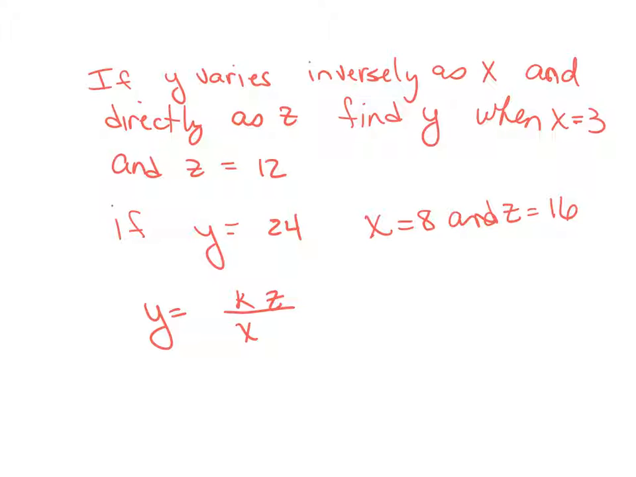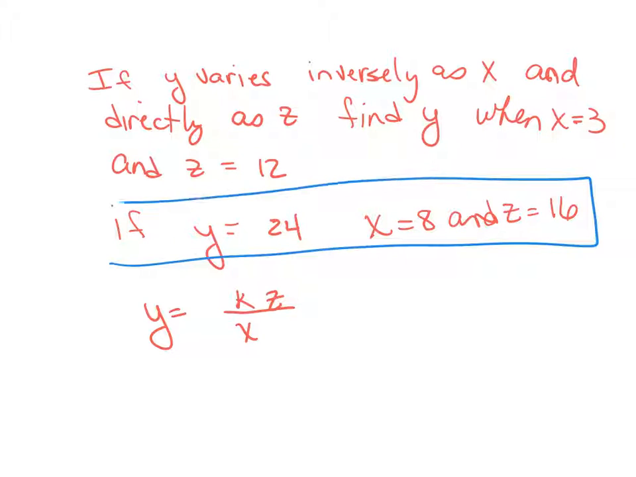Inversely on x and directly on z. So if y varies inversely as x and directly as z, find y when x equals 3 and z equals 12, if y equals 24 when x equals 8 and z equals 16. So we've got to find k first with the complete set of information. And this is the complete set of information.